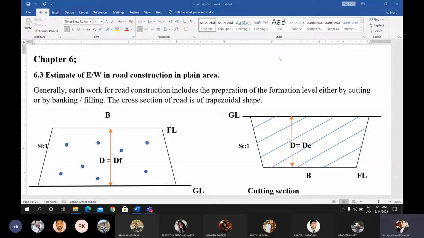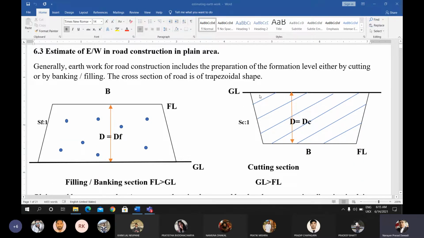For the filling portion, the formation level is generally above the ground level, and at that time, to make the road level, we have to fill the ground up to the formation level, making the section a trapezium section, as shown in the filling section here. So for filling, you must know that the formation level must be greater than the ground level. Formation level must be above the ground level.